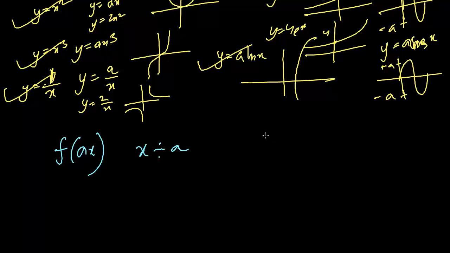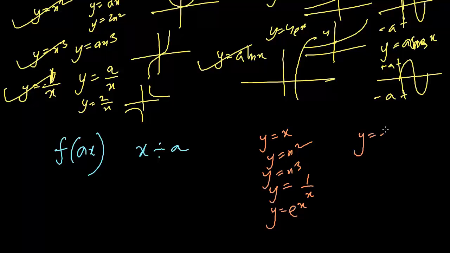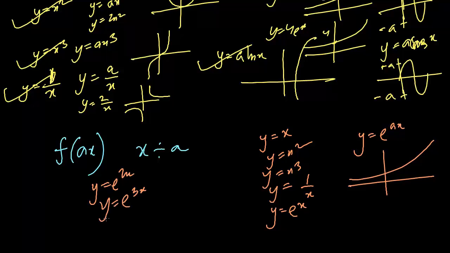Pictures that do not cut the x-axis anywhere other than 0. So y equals x will not be affected. y equals x squared will not be affected. y equals x cubed will not be affected. y equals 1 by x will not be affected. This time even y equals e to the power x will not be affected, because when you have y equals e to the power ax, it does not cut the x-axis. So the picture would be the same. If you have y equals e to the power 2x, e to the power 3x, e to the power 4x.